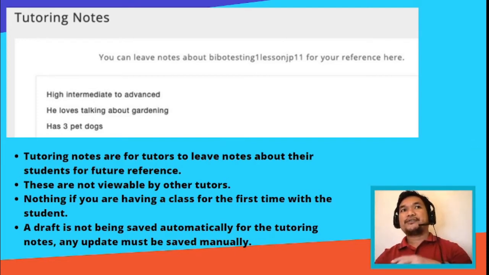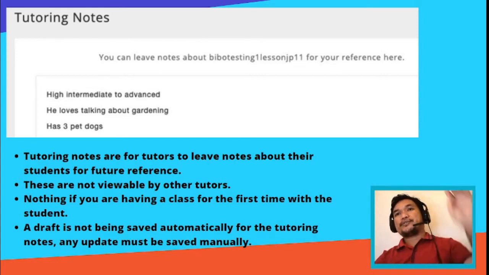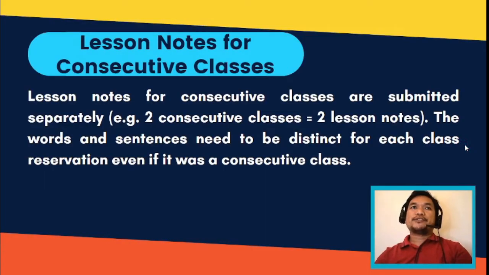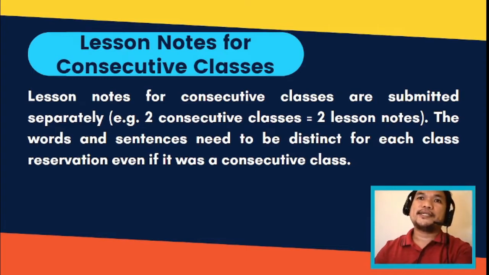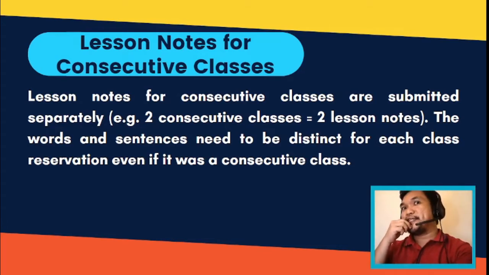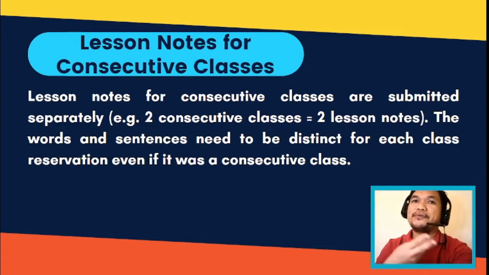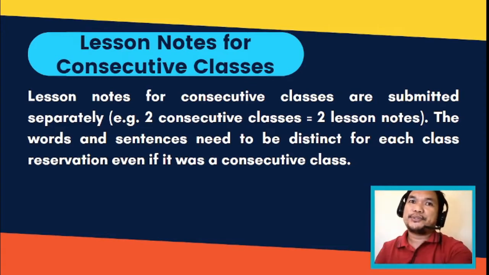So before the lesson note is actually the tutoring note after the student's request. Now, lesson notes for consecutive classes. Lesson notes for consecutive classes are submitted separately. For example, two consecutive classes, so you have two lesson notes. The words and sentences need to be distinct for each class reservation, even if it was a consecutive class. Like for example, meron kayong apat na sentences. Yung dalawa for the first lesson, and then the other two is your next lesson. Or apat na words lang, dalawa-dalawa. So, hatiin nyo na lang.